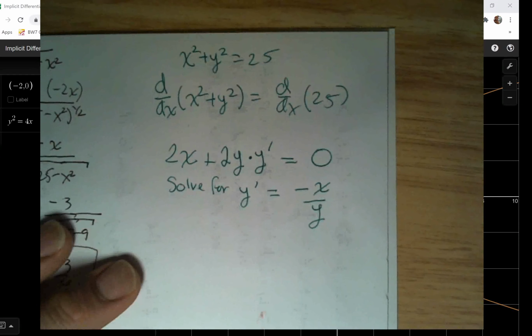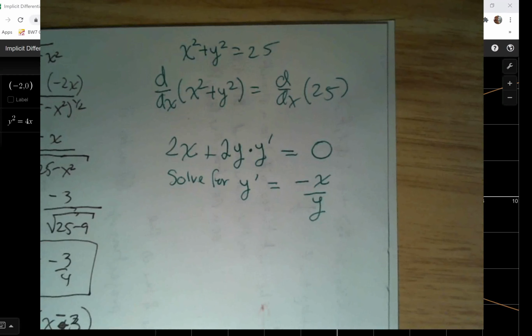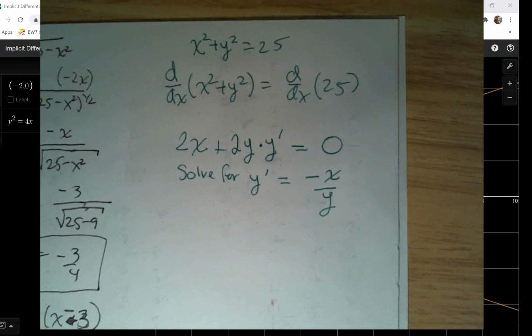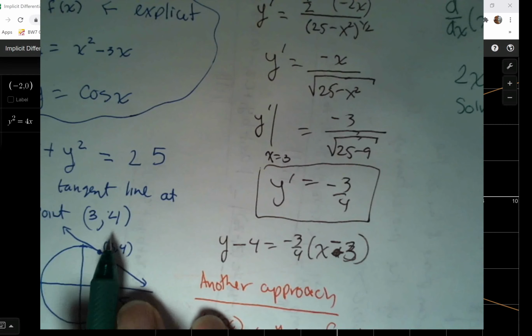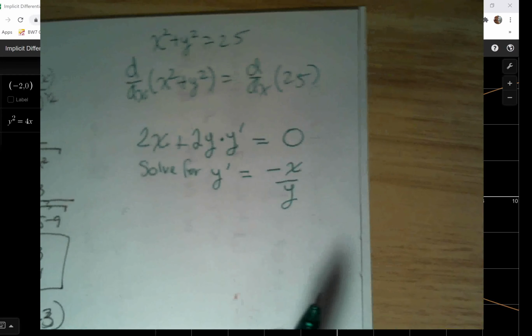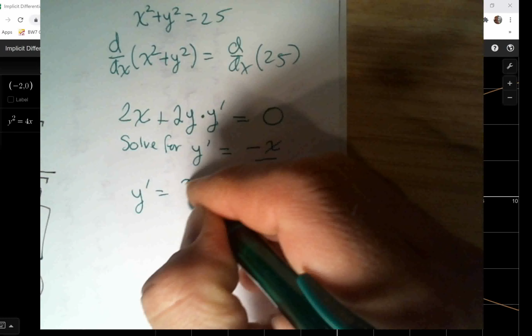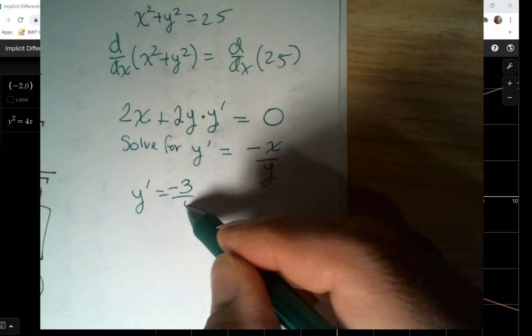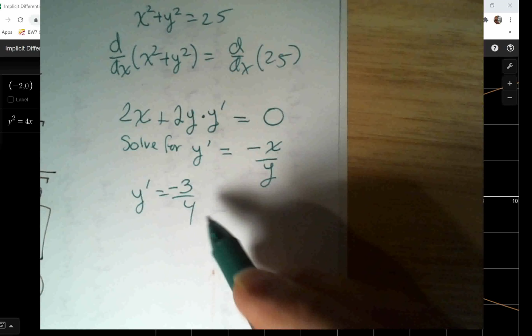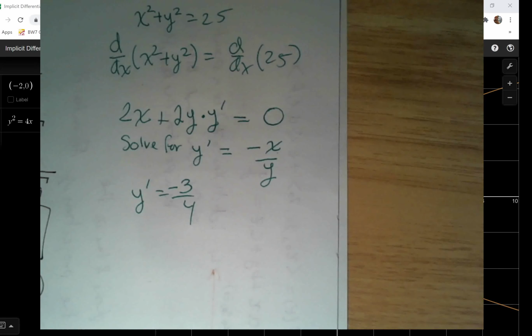Notice how quick that got me to my result. No solving for y, and the derivative was pretty straightforward. And if we want to find y prime at the point, what was it, 3, 4? So x is 3, y is 4. Look at what we have here. Our answers agree. x is 3, y is 4, so we get the same result with a little bit of work.